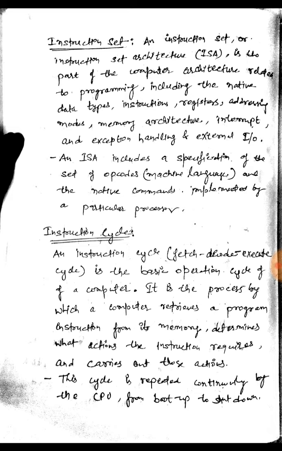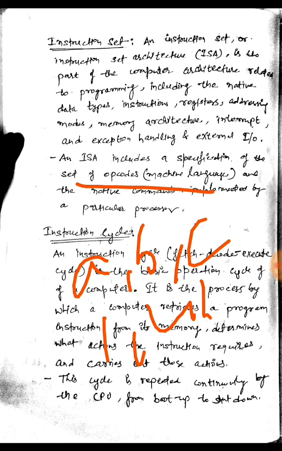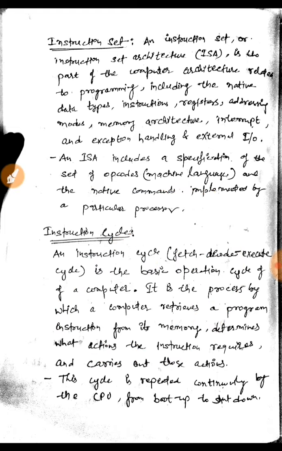An instruction set architecture includes a specification of a set of opcodes. It will consist of different opcodes, that is the machine language, because our computer uses the machine language. It will not understand the alphabets A, B, C, or the numbers 1, 2, 3. It will work in machine code. Like if we have a code in C language, it will be converted into machine language first, so that our computer can understand this.